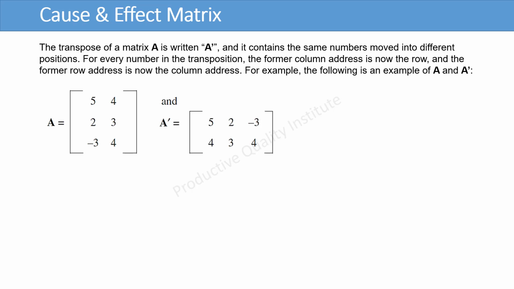To perform a cause and effect matrix, we should know the transpose of a matrix. The transpose of a matrix contains the same numbers moved into different positions. For every number in the transposition, the former column address is now the row, and the former row address is now the column address. For example, the following is an example of A and the transpose of A.